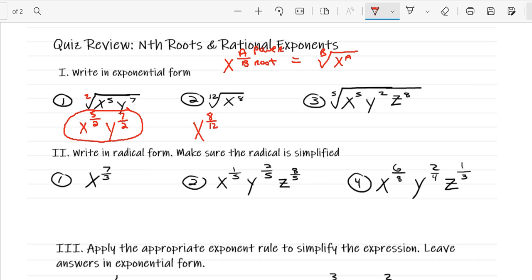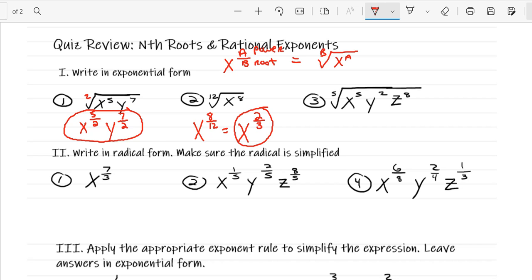One thing you will want to make sure that you do on the quiz is reduce any powers. If they're fractions, they should be reduced. So 8 over 12 can reduce to 2/3. You'd want to make sure your final answer was x to the 2/3, not the 8 over 12.